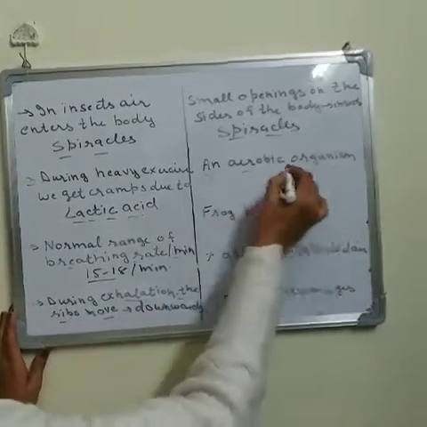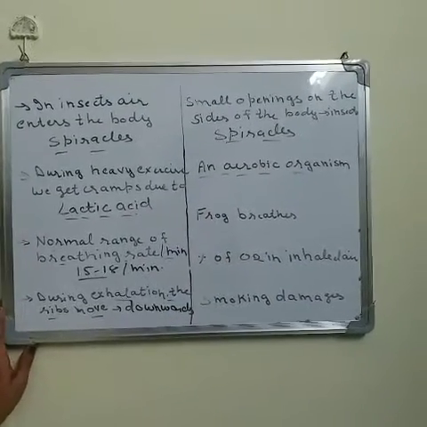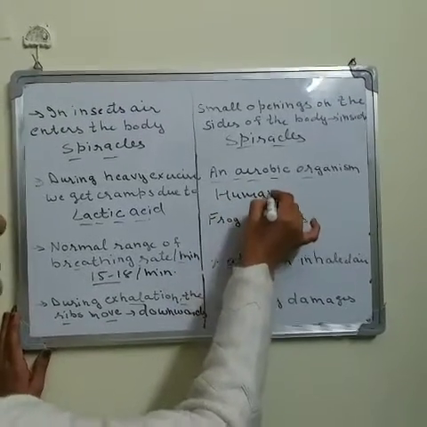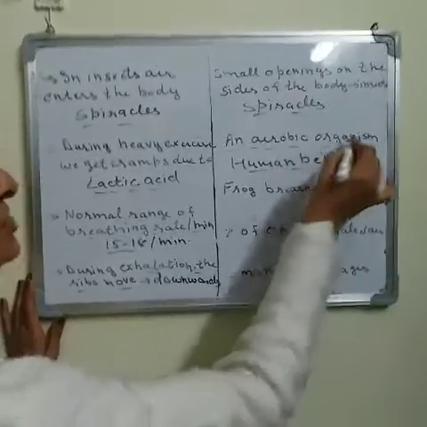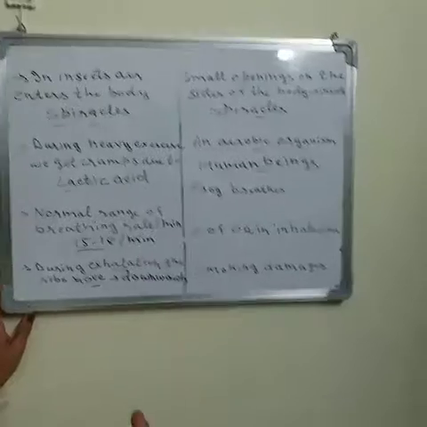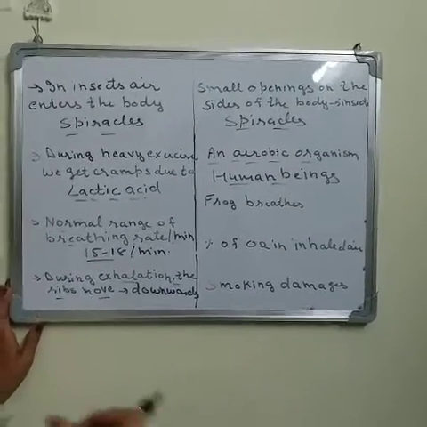Now can you tell the name of an organism which does the process of respiration aerobically? Okay, you are right. Human beings, cats, dogs, they do the process of respiration aerobically. Aerobic means with the use of oxygen.